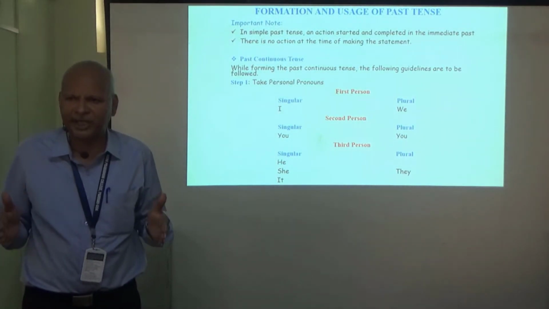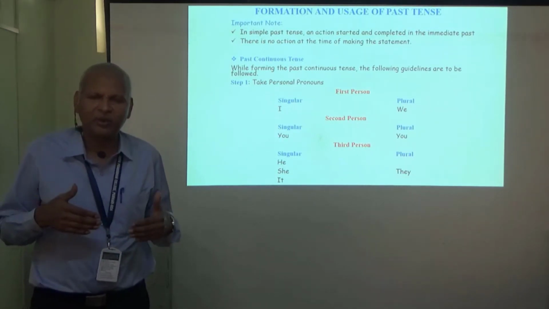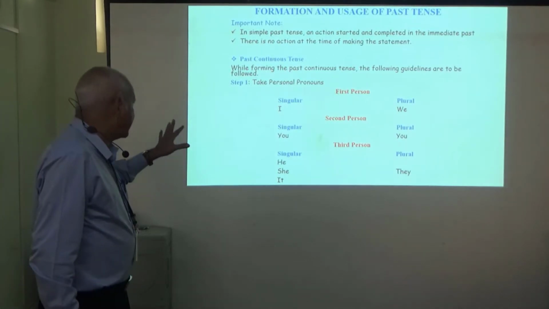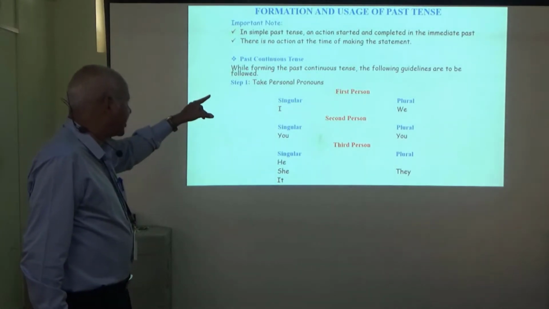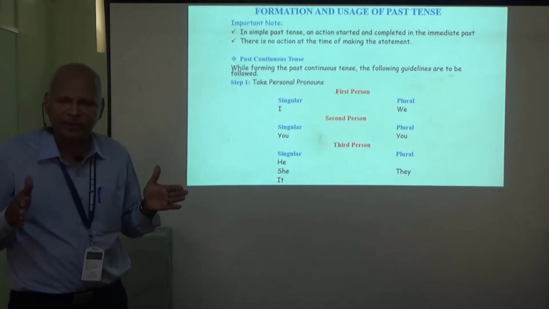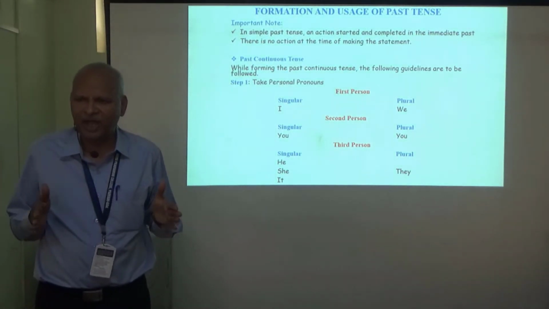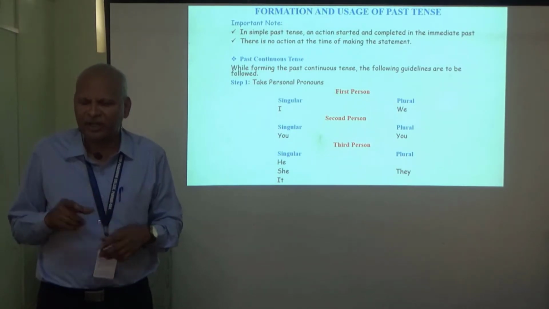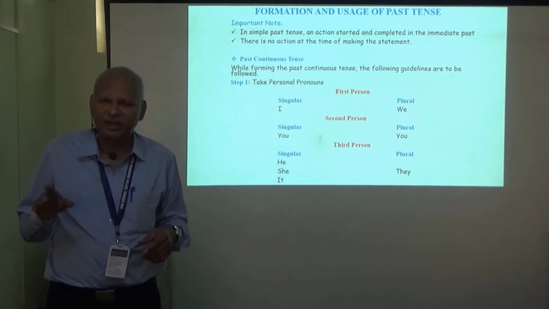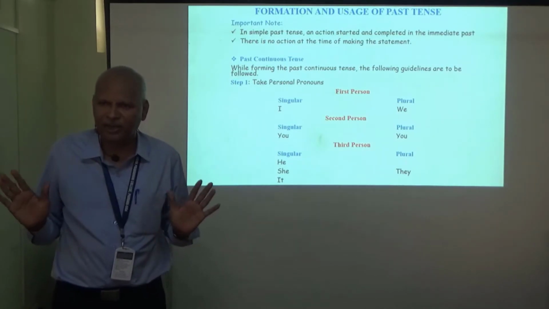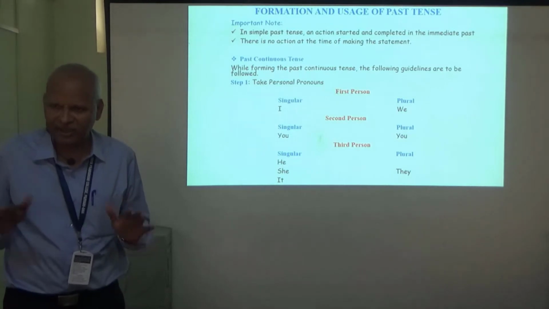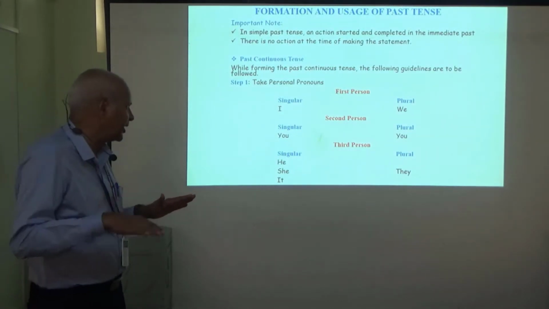Whenever we would like to speak of work completed in the immediate past, we can always use the simple past form. There is no action at the time of making the statement. When we say I came, I did, I wrote, I finished, at the time of making the statement, there is no action. The action is already completed. No action is continuing, no action is about to start. The action is completed in the immediate past.